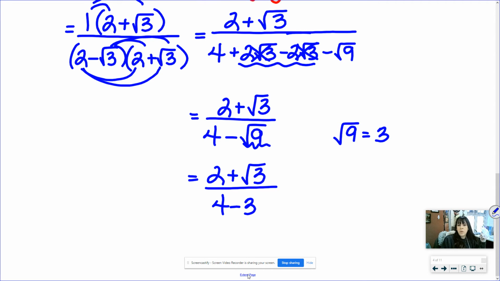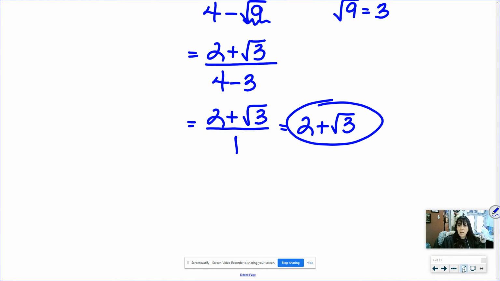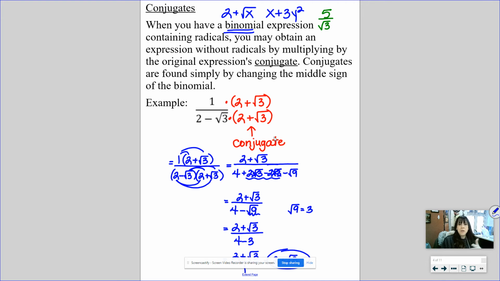That makes it turn into 4 minus 3, which gives me 2 plus radical 3 over 1. And then if it's just over 1, I can just call it 2 plus radical 3. Okay, so a conjugate will create a difference of squares situation, which will allow the radicals to cancel.